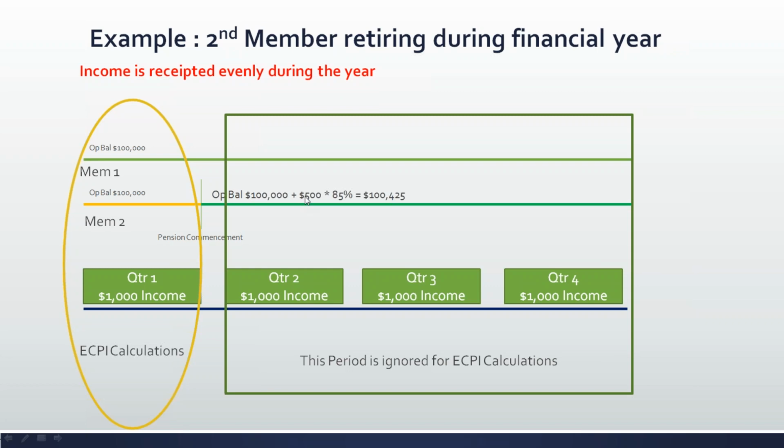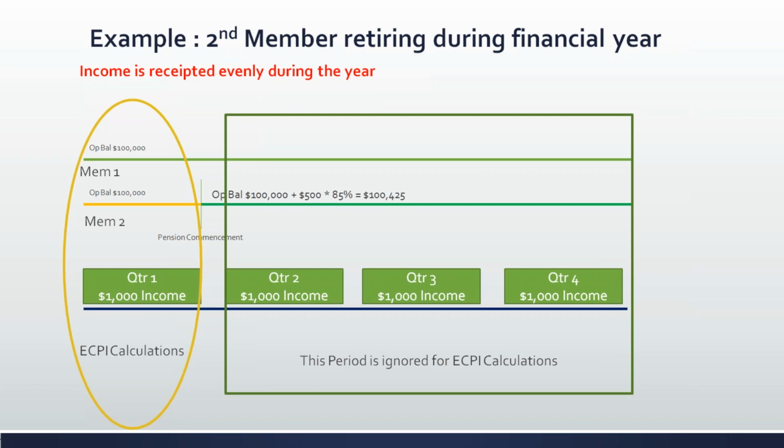So half of it will be exempt because they both had the same balance, and we'll have 15% tax on $500 to be paid. And the opening balance would be, because you have to pay the tax, so you will pay a certain amount of tax, and then that tax will be allocated to member 2, and income will be allocated for that quarter to member 2, and then we'll commence the pension after the first quarter.